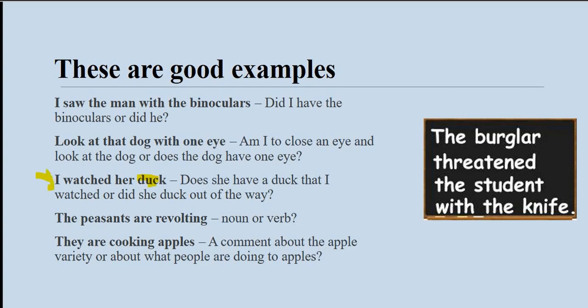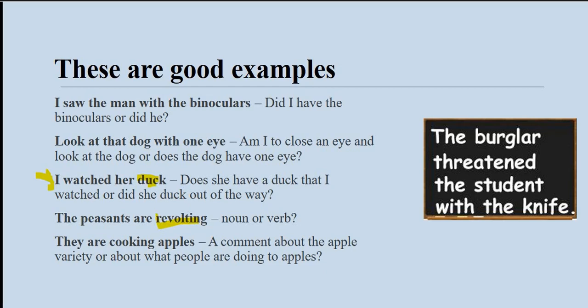The peasants are revolting. So if revolting is a noun or verb, so they are cooking apples. So a comment about the apple variety or about what people are doing to apples. So we don't know. So that's why this is an ambiguity.